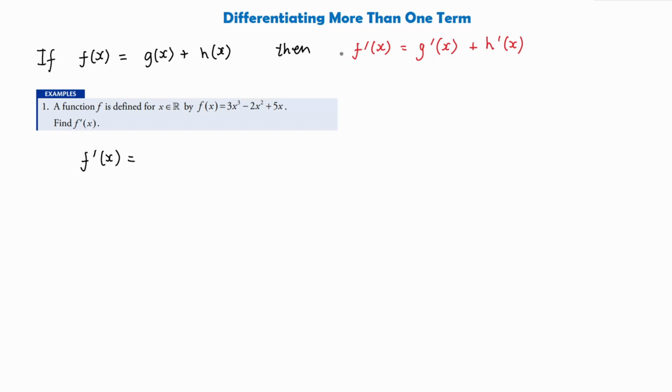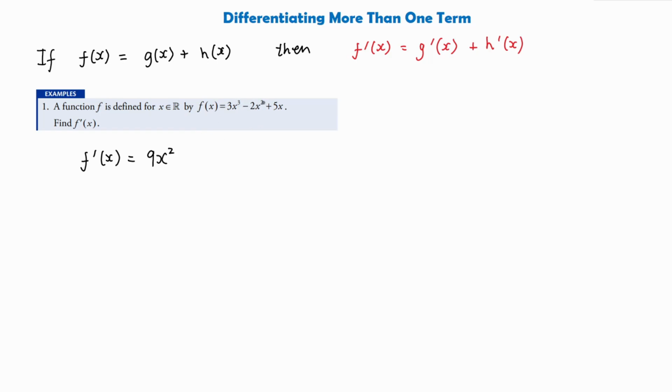Well, as we said, we just simply differentiate each term separately. So we differentiate this first term, 3x cubed. If you remember, we bring the power down to the front, multiply it by a, put in x, and then take away 1 from the power, and get 3 times 3 is 9, x, 3 minus 1 is 2.